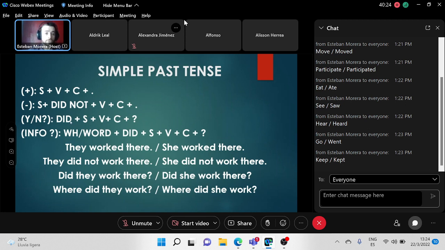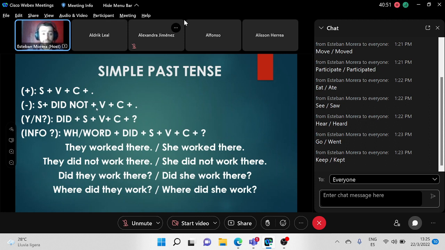If it is a yes or no question, it is important to remember that we use did at the very beginning of the question: the subject, the verb, and the complement. If it is an information question, we use the interrogative pronoun at the beginning of the question, for example what, where, when, how, which. Then we use did, the typical auxiliary that we use in questions, the subject, the verb, and the complement.